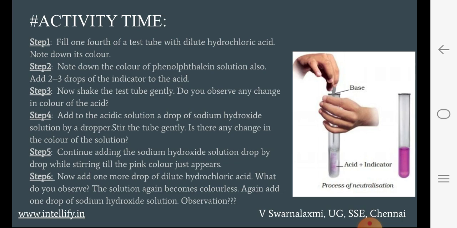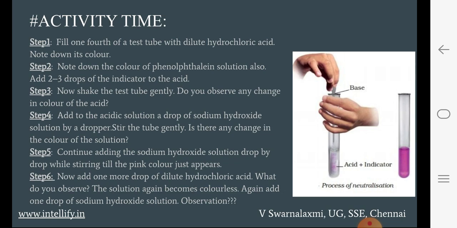What we have to do over here is, first of all, take a test tube and fill it 1/4 with dilute hydrochloric acid, which will generally be white in color. You have to note down its color. Step 2 is that now you have to take the phenolphthalein solution also, note its color down, and add 2 to 3 drops of this phenolphthalein solution to the acidic solution, that is, the hydrochloric acid solution. You have to shake the test tube gently. And what will you observe? Observations I will tell you at the last.